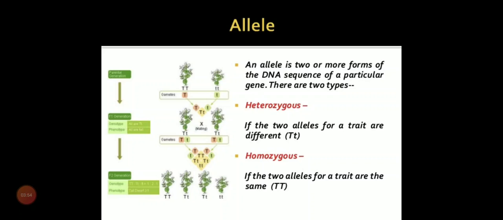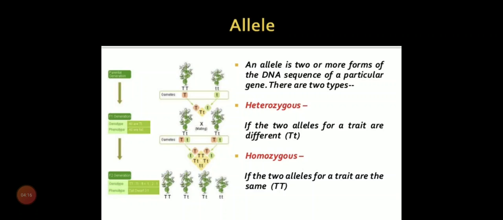It is representing that in capital T small t, dominant is capital T, but there are two different alleles present, so we will call this heterozygous. In homozygous, two capital T, or the example can also be two small t, both the alleles for a trait are the same, right?